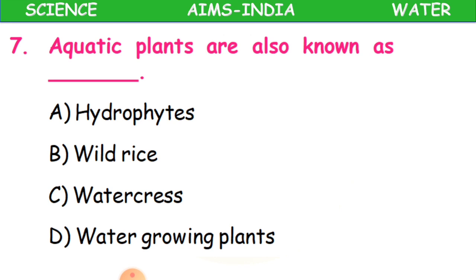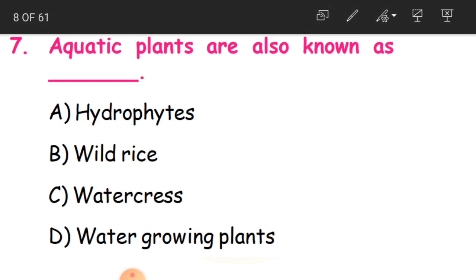Seventh one, aquatic plants are also known as dash. Now, what are aquatic plants, children? Which live in the water. So, they are also known as hydrophytes, wild rice, watercress, water growing plants. What is the other name? It is hydrophytes. Hydro means water. Hydrophytes. Clear?